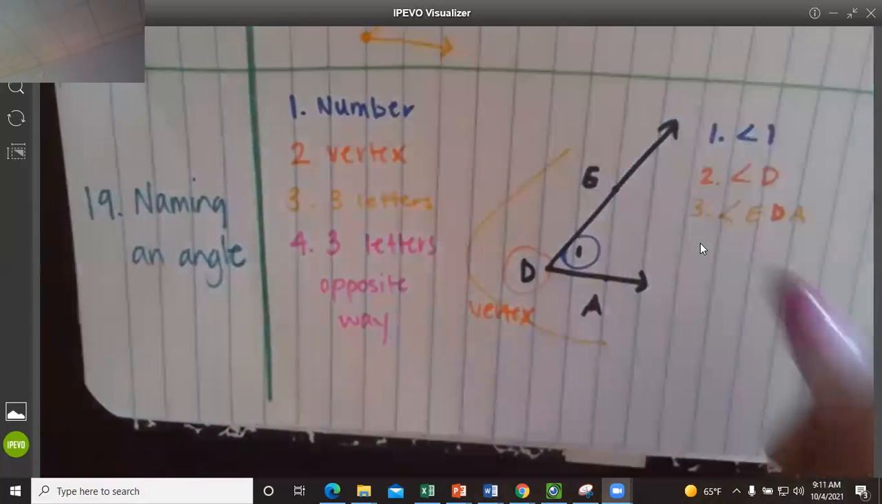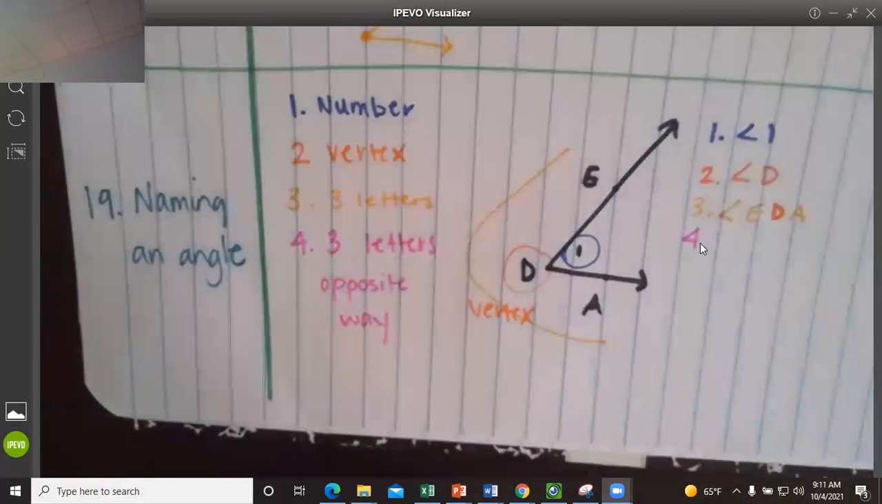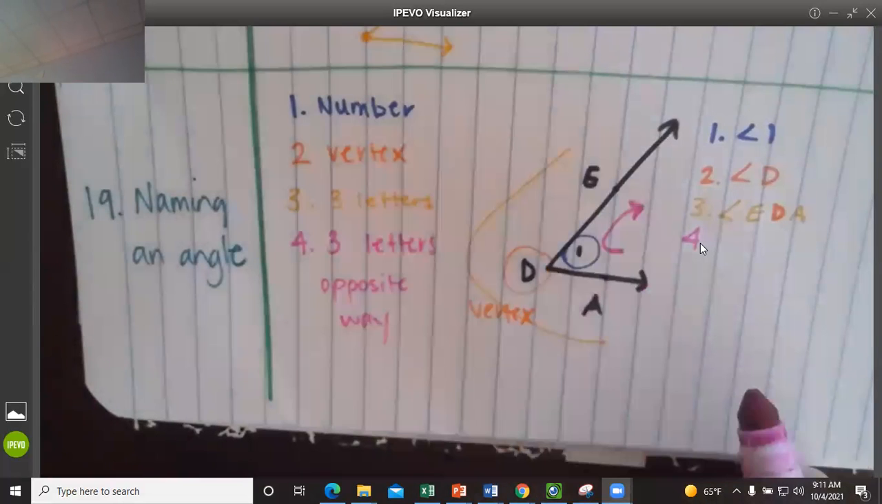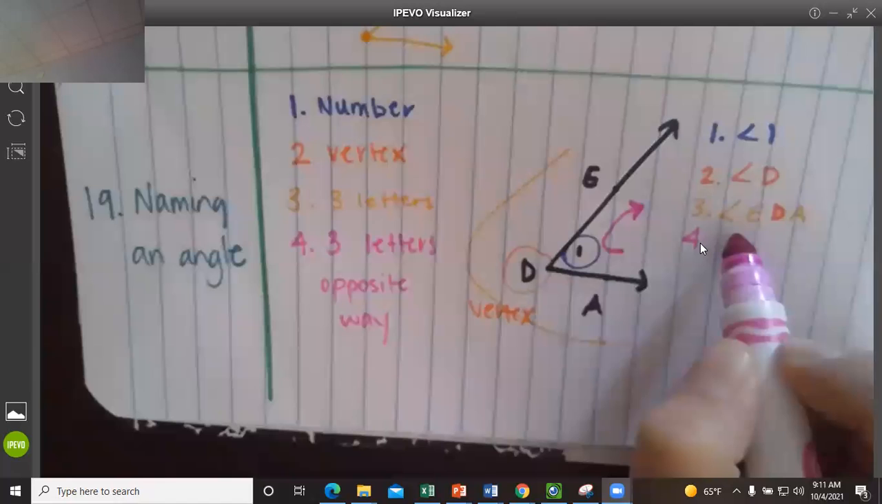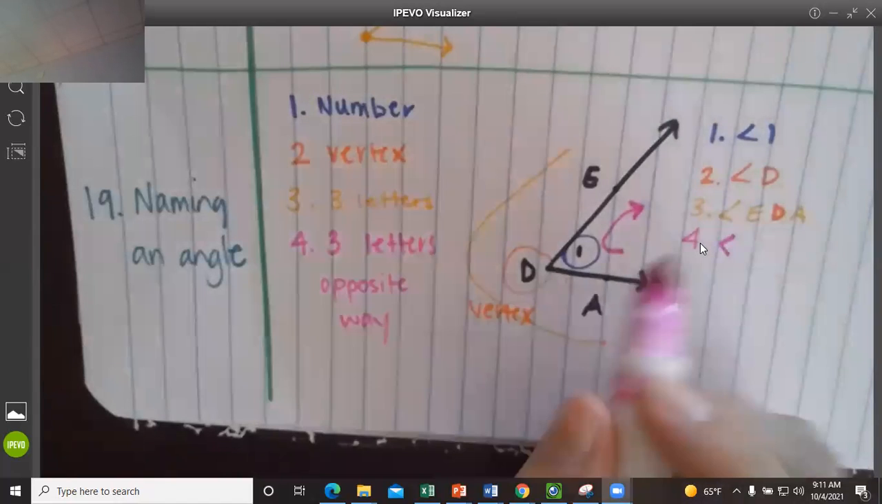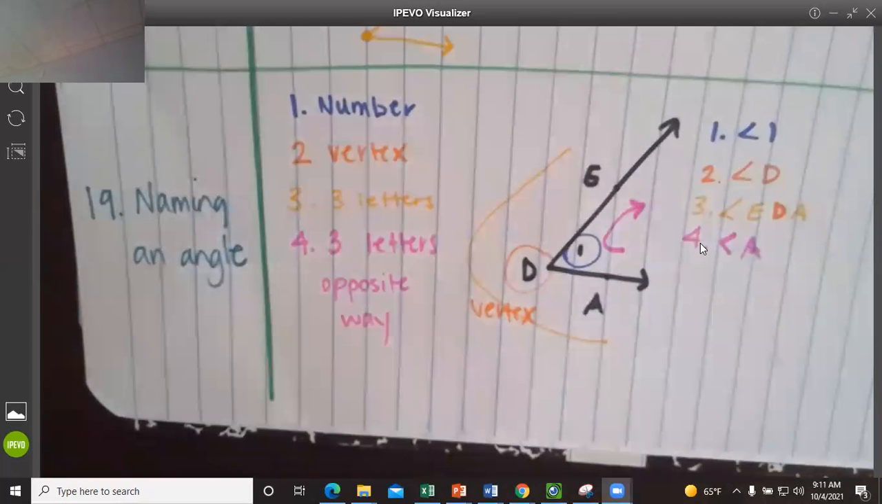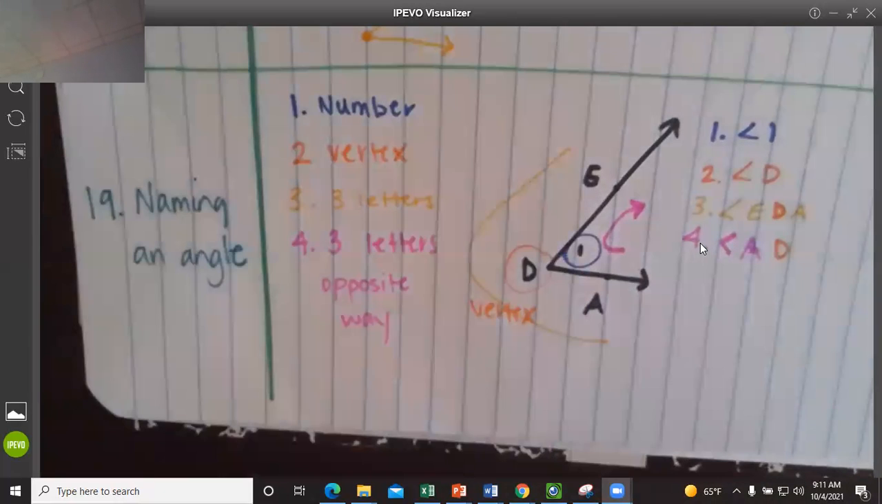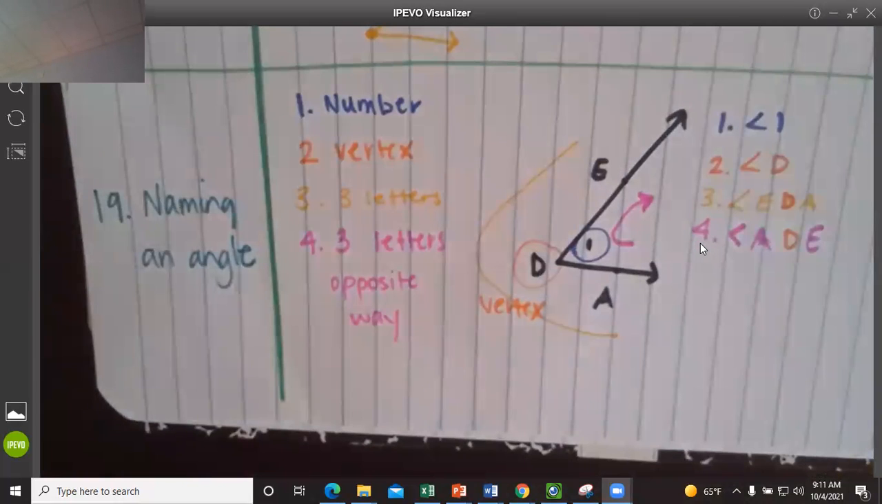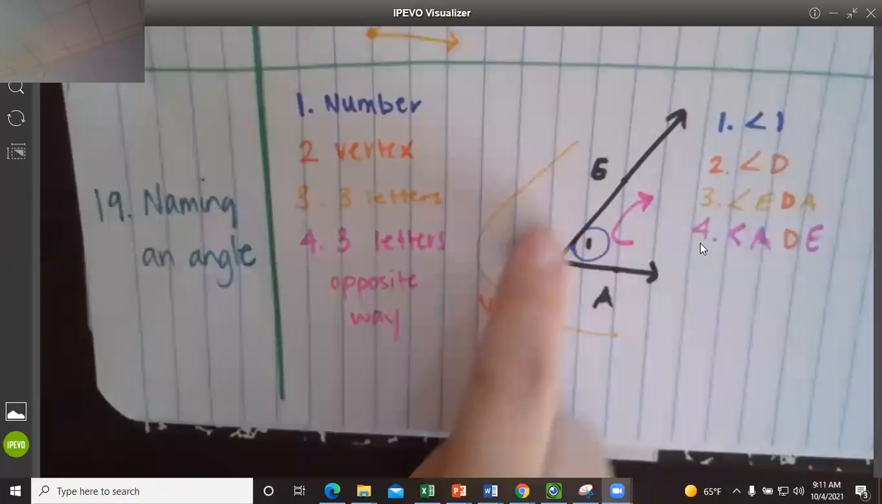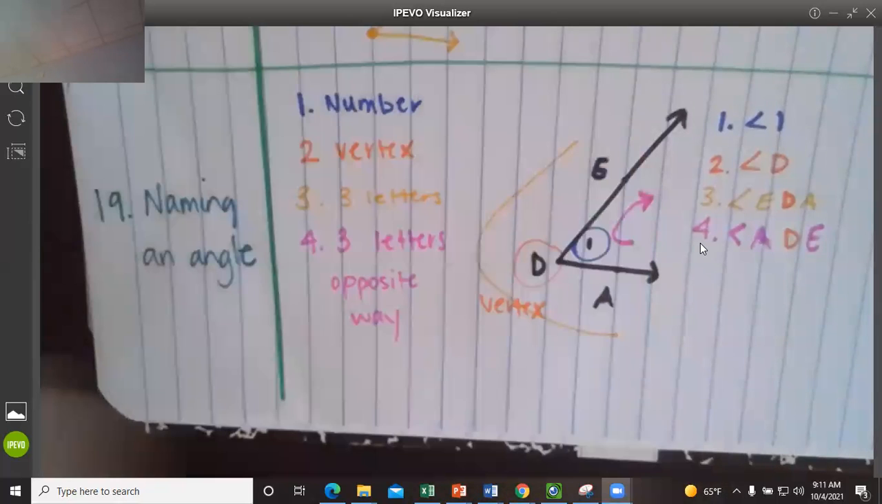All right, and then number 4, you do the same thing, but the opposite direction. So I started with E, now I'm going to start with A. Now I'm going to go this way. So for number 4, which one is first? If I go the opposite way, what letters first? A, and then what? Yeah, E. That's it. As long as you follow the angle, like this black part, and you don't go whatever you want. As long as you follow the angle, you got it right.